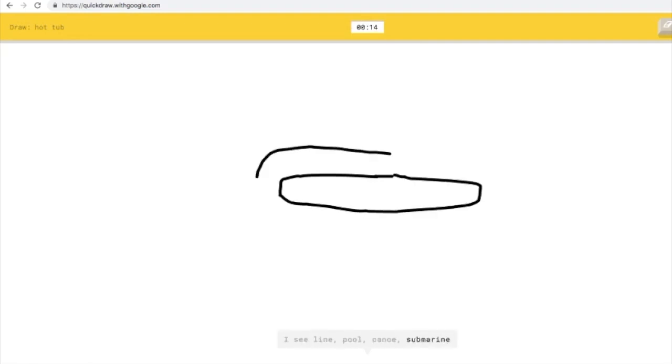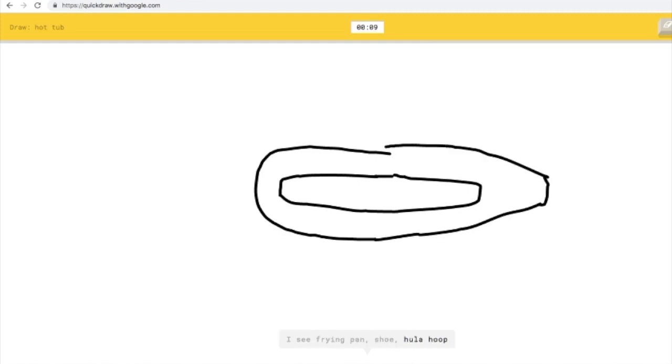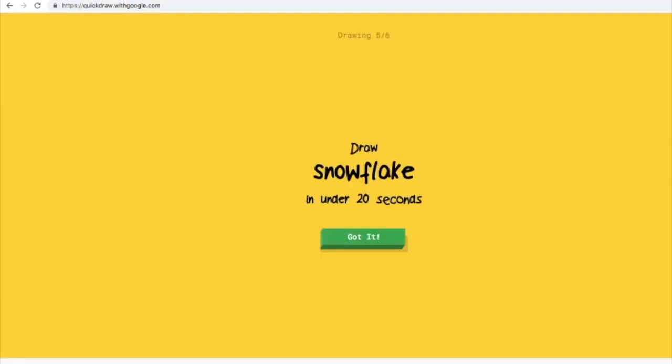Okay. I see line, or pool, or canoe, or submarine, or hot dog. I see frying pan, or shoe, or hula hoop, or paperclip. I see mouth. I see steak, or sandwich, or diving board, or flying saucer. I see peanut. No, sorry, I couldn't guess it. Oh, I'm bad at those.